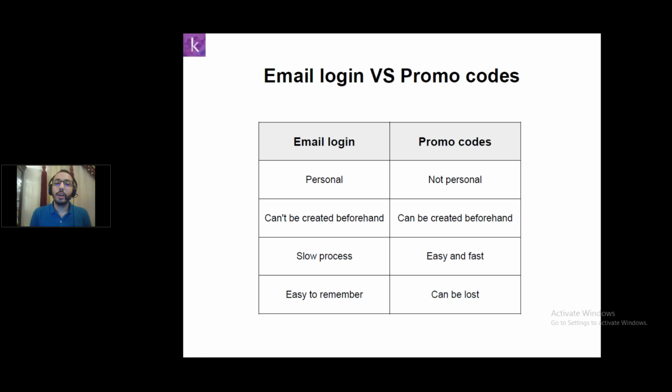Okay, the email login can't be created beforehand because you will need to get the email address from the user first in order to add him. The promo codes can be created beforehand, and whenever a user registers or purchases the book, you can give him the promo code that has been created. For the email login, it's a little bit slow process since you will need to get the email address, add the user, and an activation email will be sent to him asking him to create his own password in order to be able to access your library or your cloud ebook. For the promo codes, it's easy and fast. You're going to just create a promo code, give it to the user, and he can access the library directly.